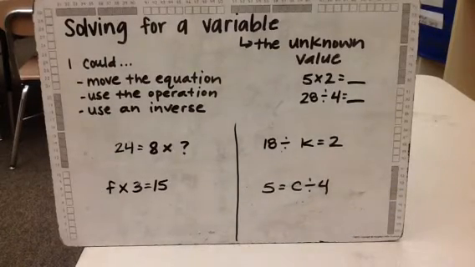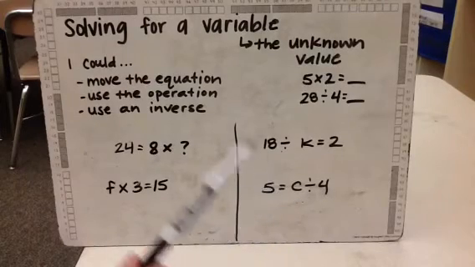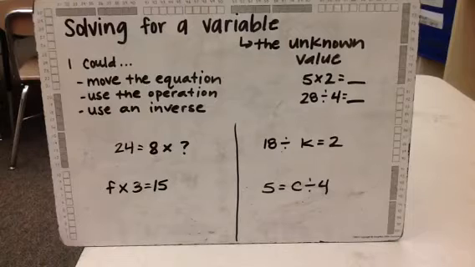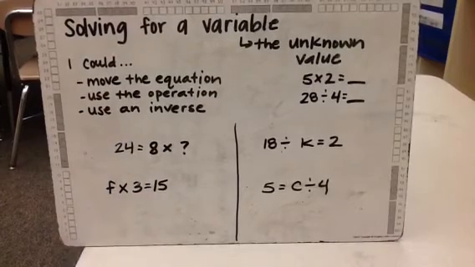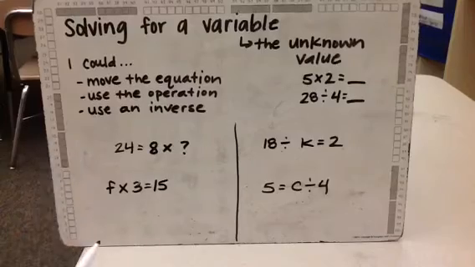When I'm looking to figure out the value of a variable, there are 3 things that I might do, and I'll show you some specifics when we go through these examples. One thing I might do is move my equation around, because sometimes the equation doesn't look the way that I'm used to it looking. Or I might use the operation that is given in the equation, or I might use an inverse. So I'm going to show you a few examples of all of those.